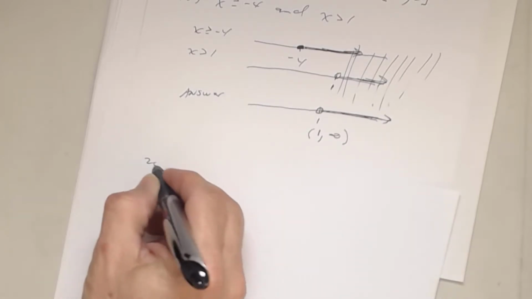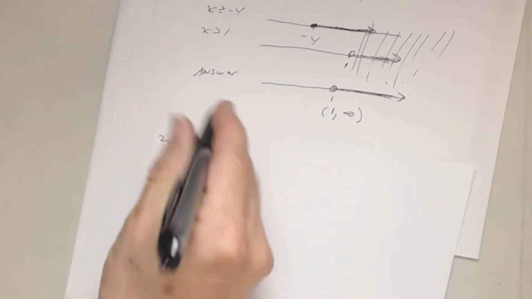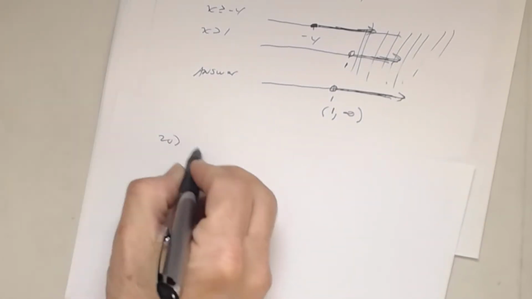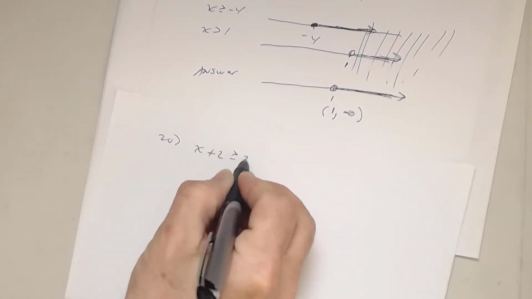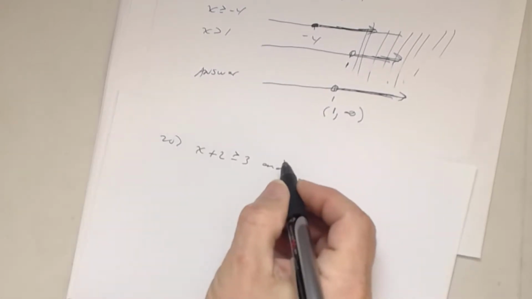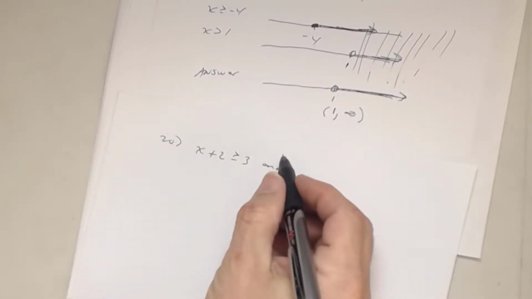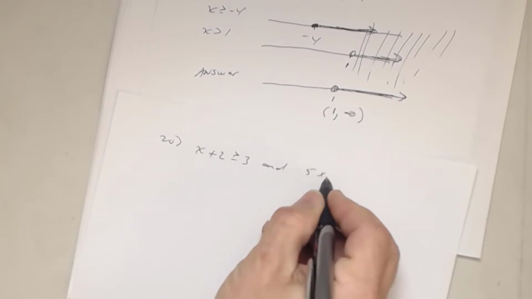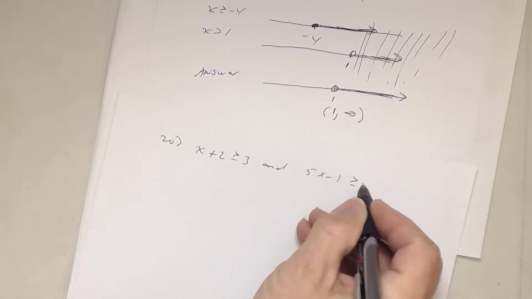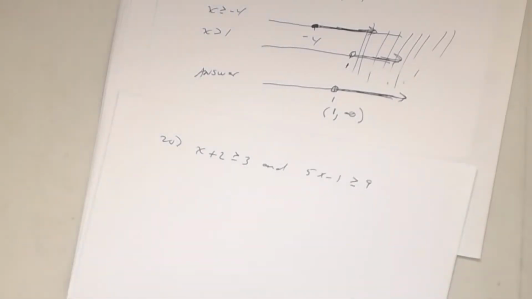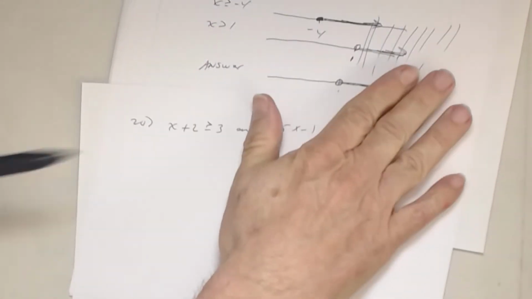All right, number 20. You have x plus 2 is greater than or equal to 3, and 5x minus 1 is greater than or equal to 9. Okay, so that's the problem we have. It's not difficult. Don't make it difficult. You're going to do it just like you did for test 2. For test 2, if all I had was this one right here, what would you do?